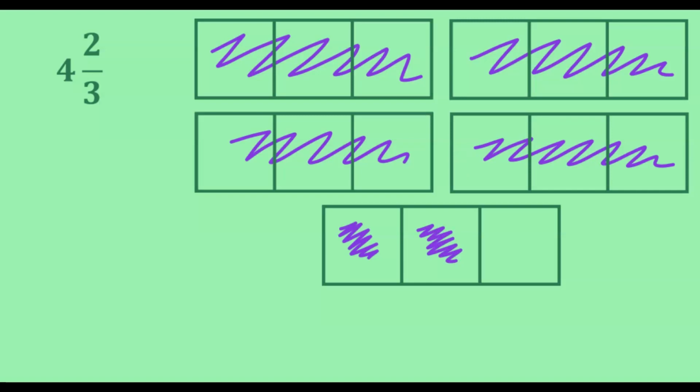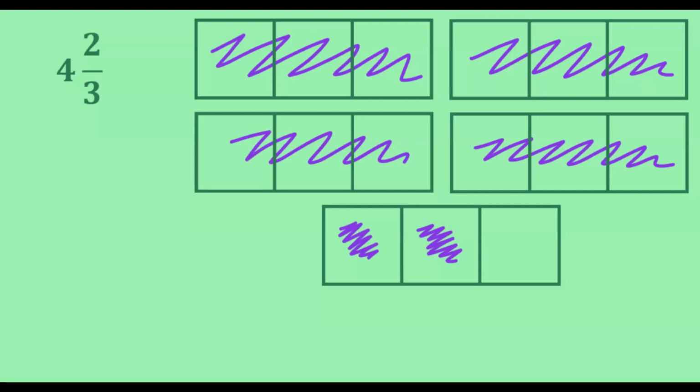And from the model, we can easily see that this mixed number represents a number which is more than 4. We can see that the portion we have shaded is more than 4 entire rectangles, but it is a little less than 5 entire rectangles. So this mixed number is greater than 4 but less than 5.